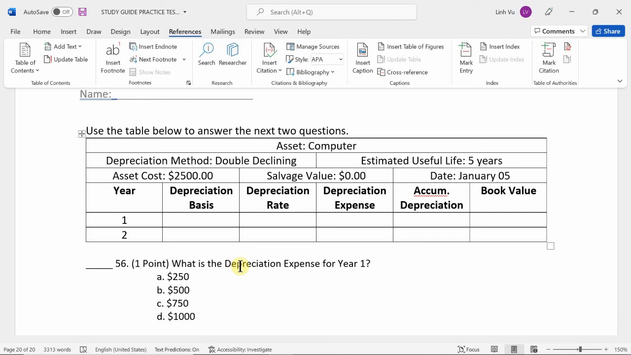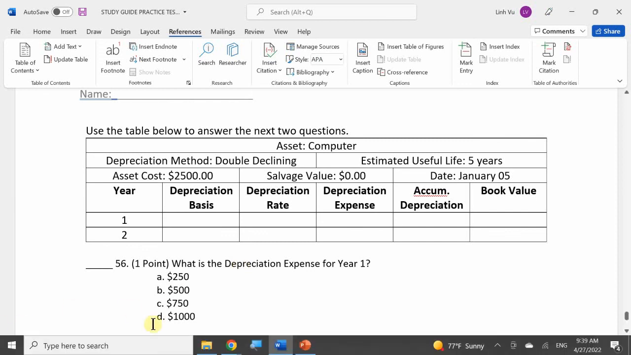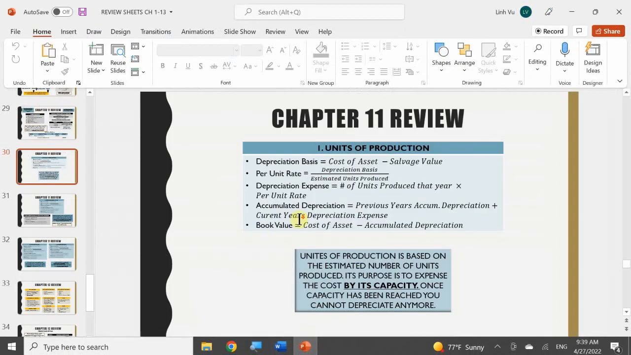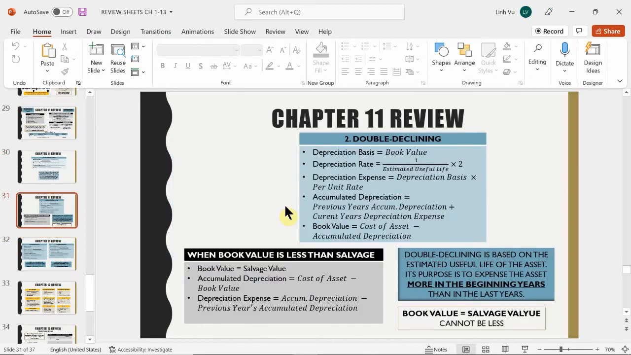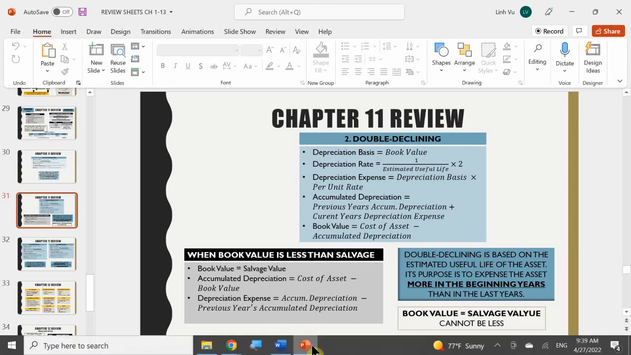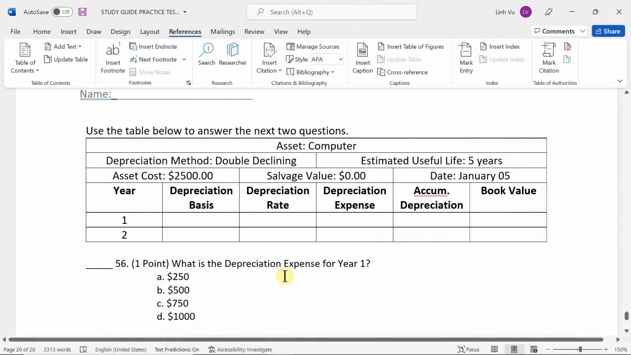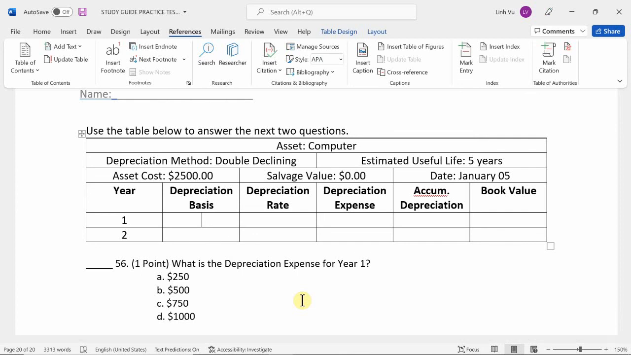So for this case, what is the depreciation basis for double declining? It's the book value. So what's my current book value for year 1? The asset cost. Correct, right? In this case, we haven't depreciated yet. So it's going to be the cost of the asset. So 2,500.